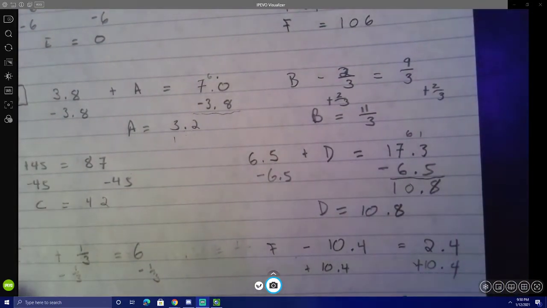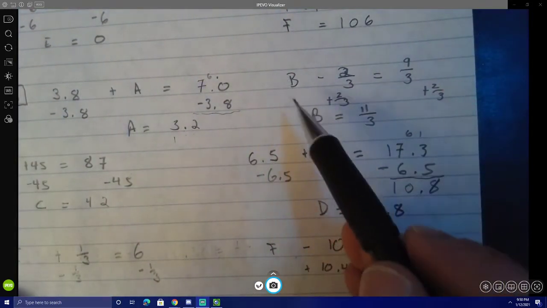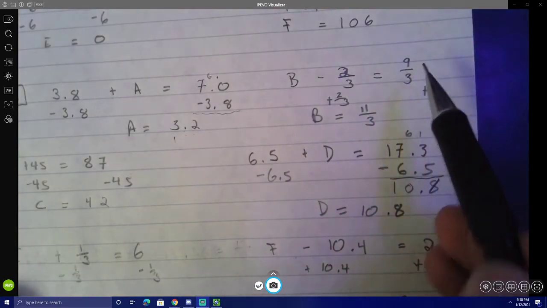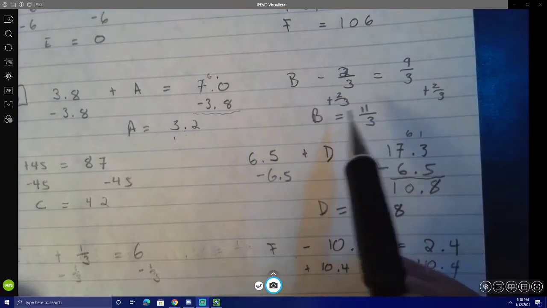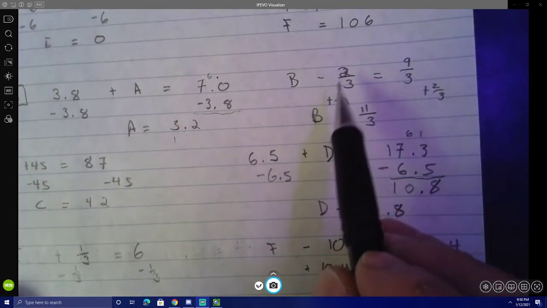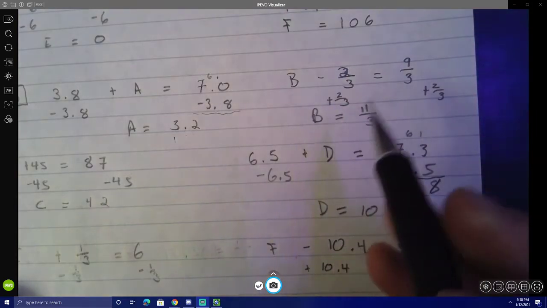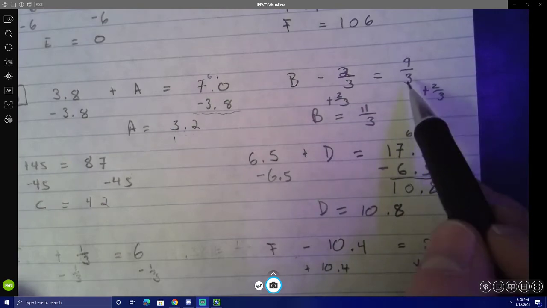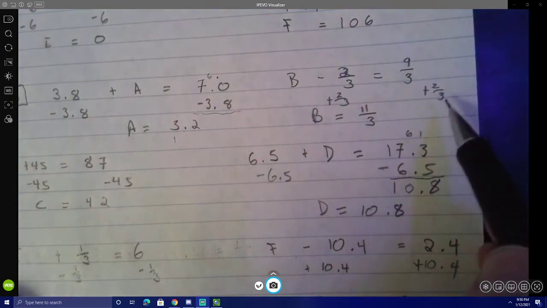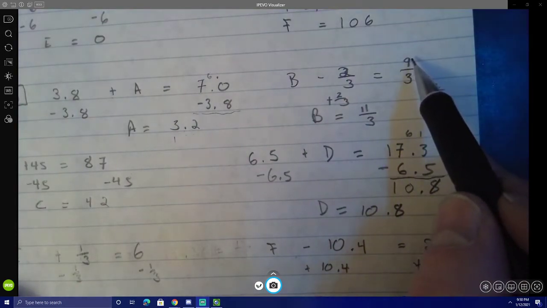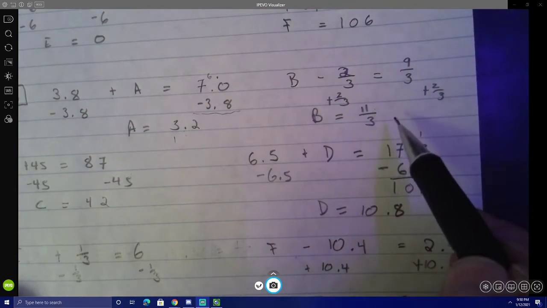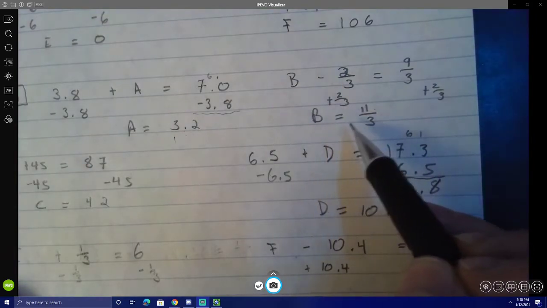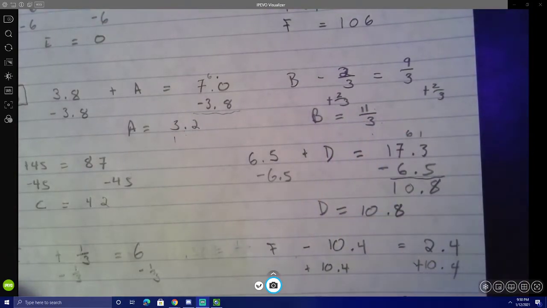For the next problem, we introduce some fraction work. We have b minus 2/3 is equal to 9/3. So to isolate my variable b, I could add 2/3 to both sides, both the left and the right. And when I am adding fractions, I can add straight across as long as they have the same denominator, which they do in this case. So I know I can just do 9 plus 2, that equals 11, and the denominator stays the same. So I'm left with b is equal to 11/3.